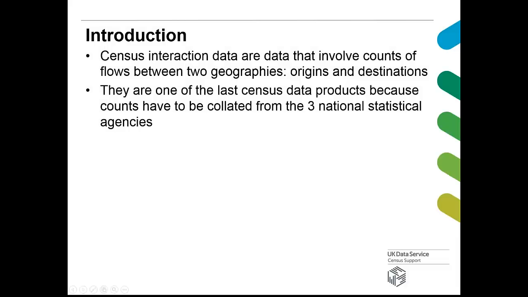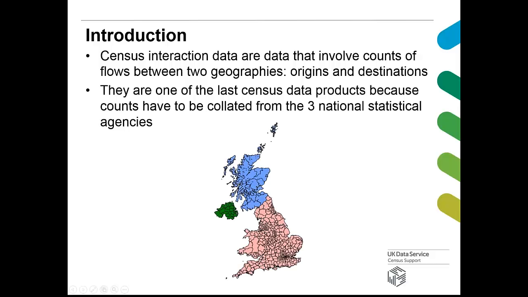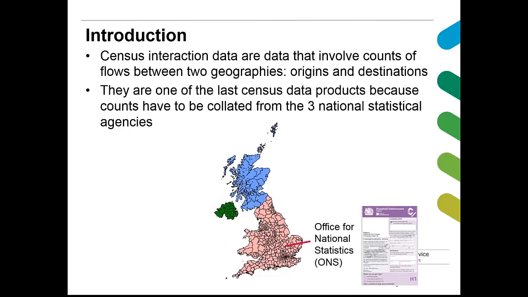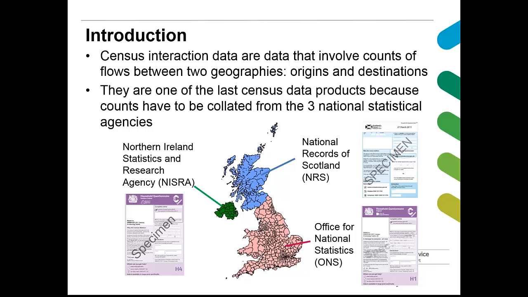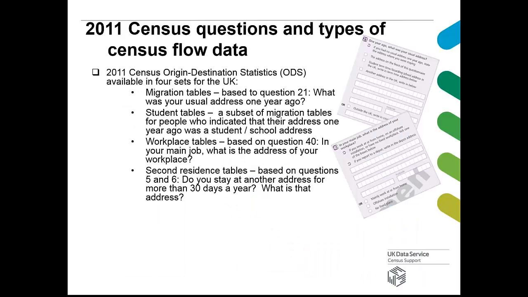So by way of introduction, I want to start off by talking about census interaction, just saying what they are and what they involve. Because the poll we had earlier showed that quite a few of you have never used census interaction data or flow data. Flow data are data that involve counts of flows between two places, an origin and a destination, or perhaps a residence and a workplace.